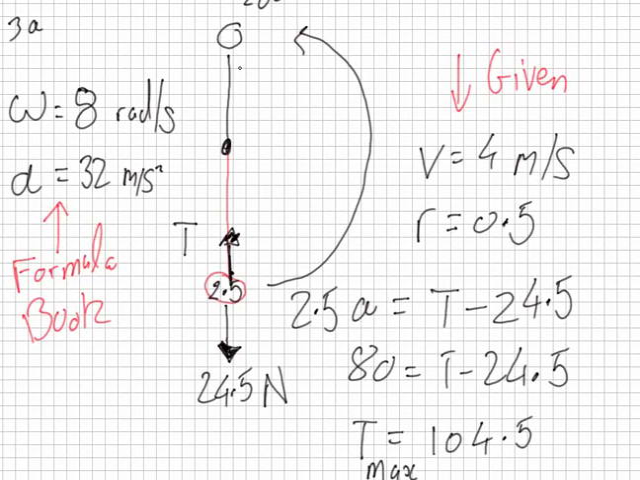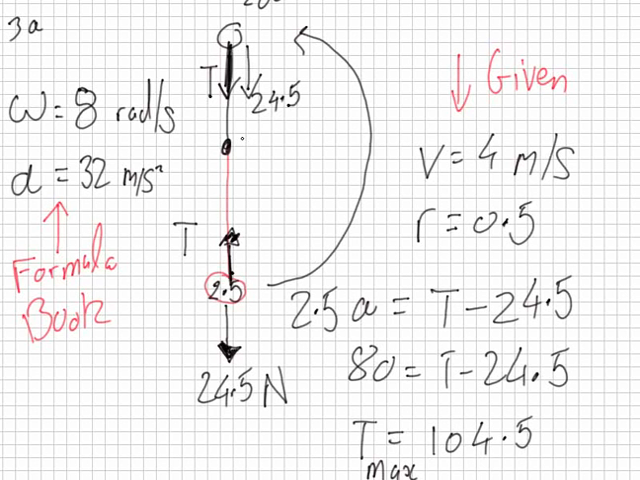Now, part B is to find the minimum tension, which will be where? At the top. Yes. Look very carefully. The key difference between the top and the bottom is this. At the top, we have a downward tension, which will be smaller, but also a downward gravity of 24.5. So what would be the total force?